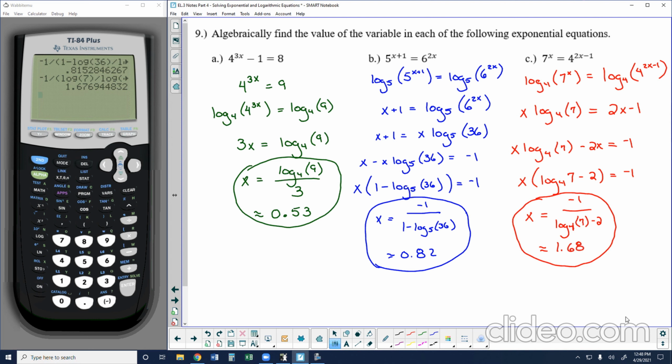And this looks like a good place to stop. So here we see a variety of examples of how we can solve exponential and logarithmic equations.